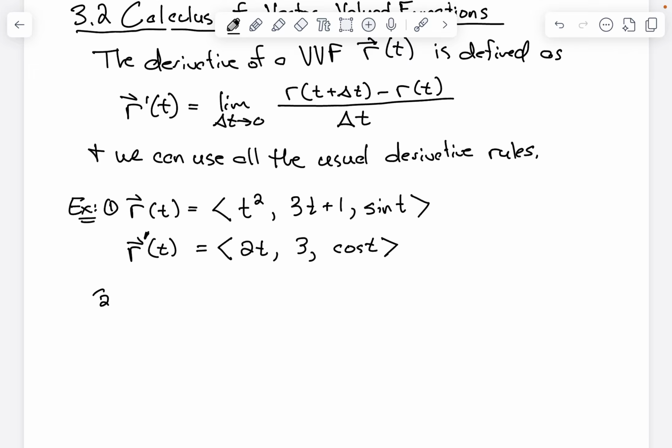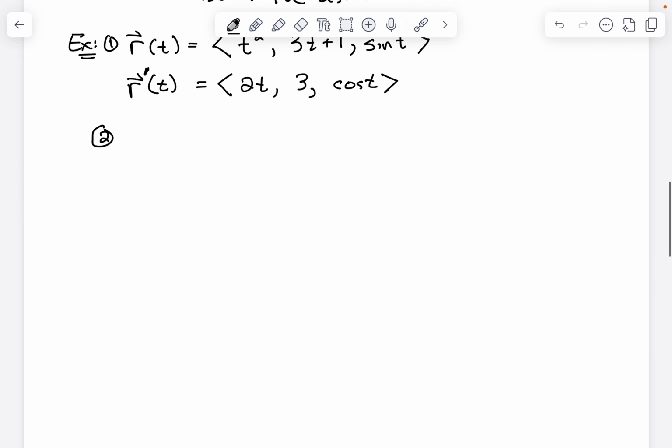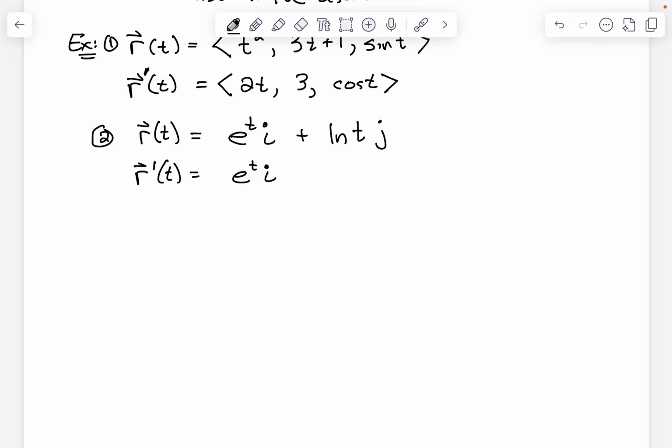Let's do another one. Let's say we have r of t is equal to e to the t i plus natural log of t, j. Well, r prime of t is going to be e to the t i plus derivative of natural log is 1 over t, so 1 over t j.